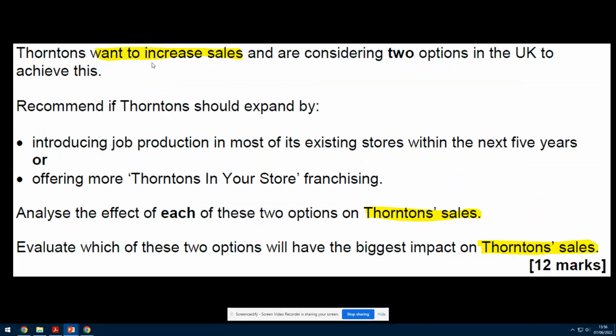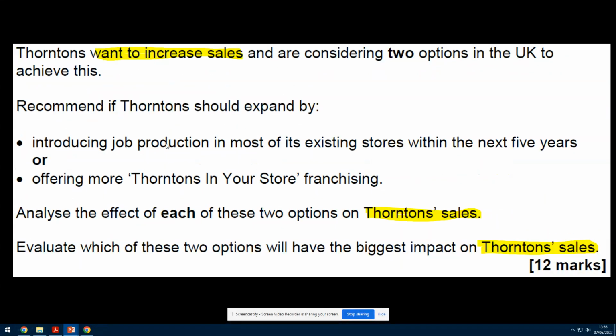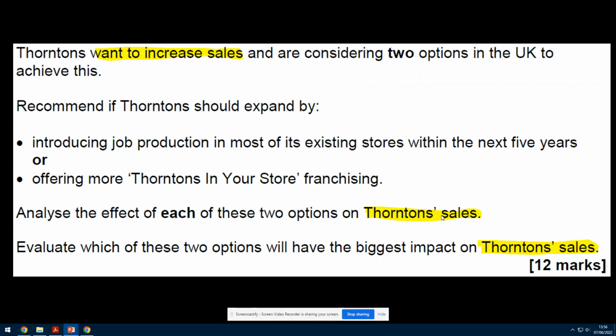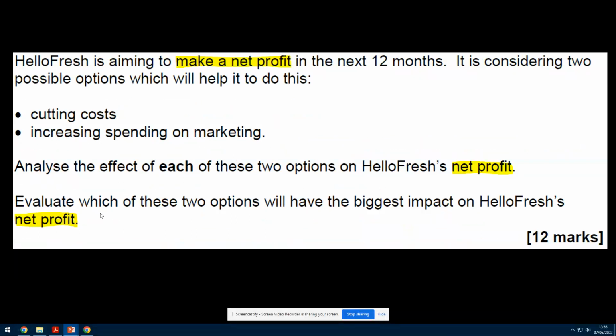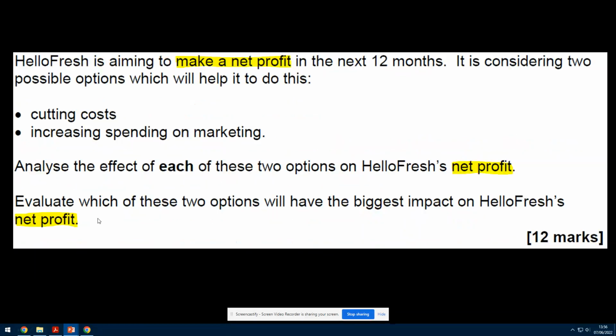The companies want to do something, either increase sales or make a net profit. We're given two options and we need to analyse how each option will affect what it is they're trying to do, either sales or profit. And the evaluation, the conclusion, will say which one is going to have the biggest impact on achieving that objective. So they were the 2019 ones.